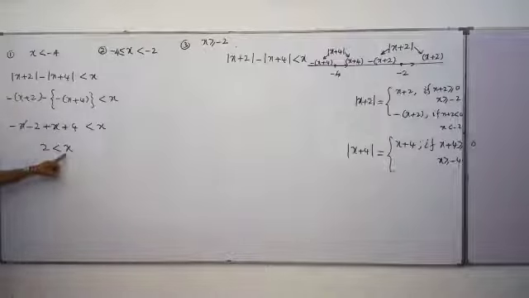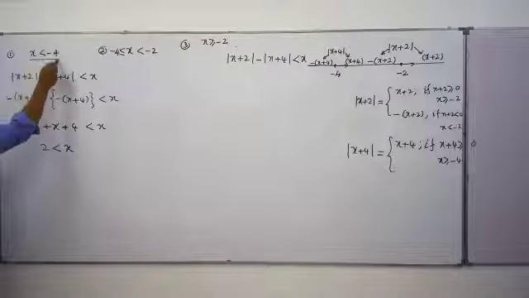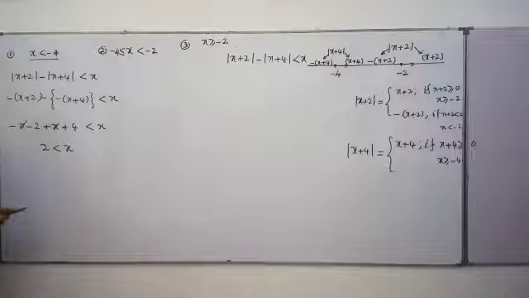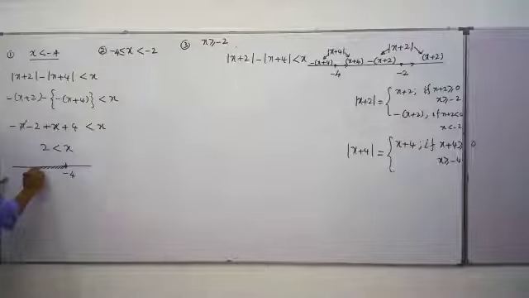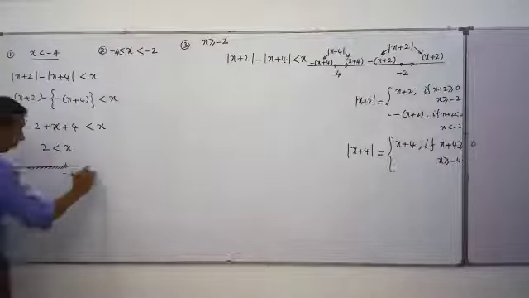Here we get x greater than 2. Right? This question we solve in the interval x less than -4. In this interval only we discuss the question. Then the answer comes in x greater than 2. 2 is here, no?